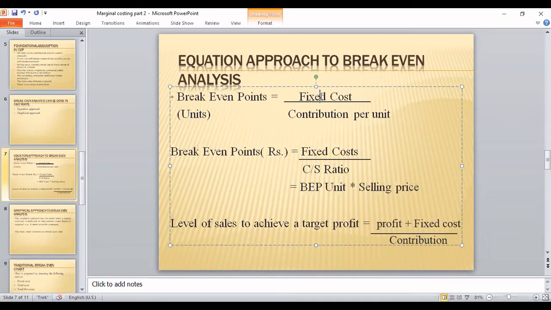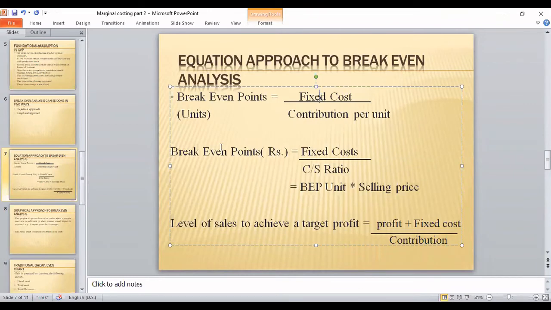ये फॉर्मूलाज ही समझ में आ गए तो मार्जिनल कॉस्टिंग इज नथिंग फॉर यू. इट्स वेरी सिंपल. लेकिन अगर फॉर्मूलाज में गड़बड़ हुई बेटा तो आपको समझ में नहीं आएगा. Is my point clear to you guys? Yes or no? Okay. Yes, sir.